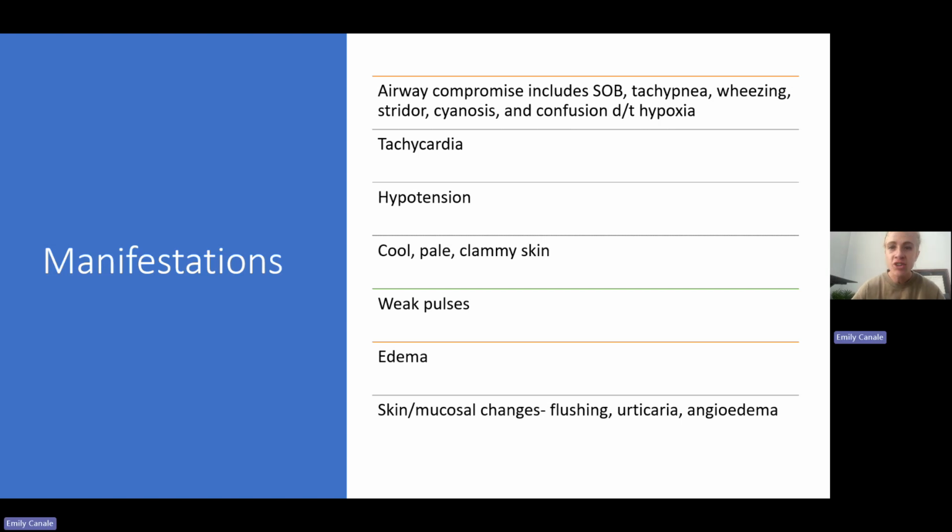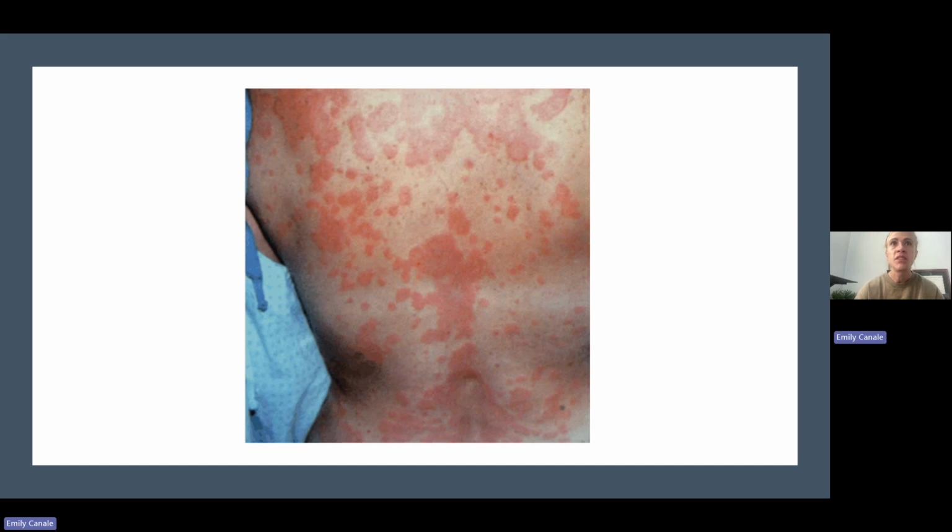You see that rash right here. It's pretty diffuse and widespread. It's not like a localized rash. It's not a localized reaction. It's pretty widespread.